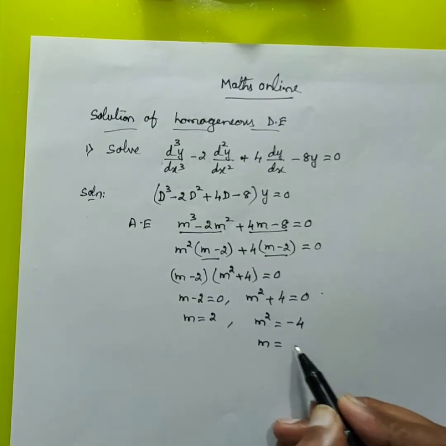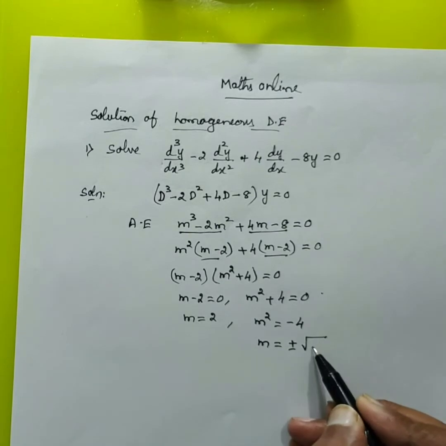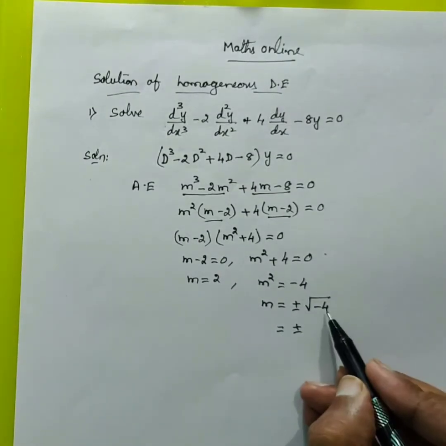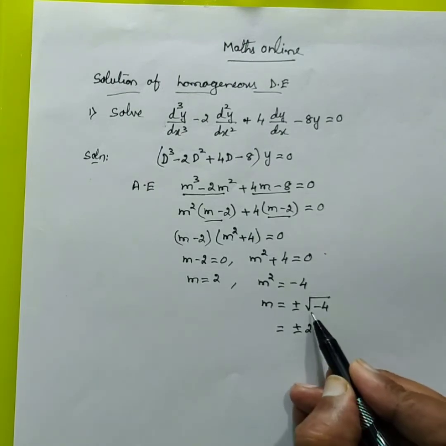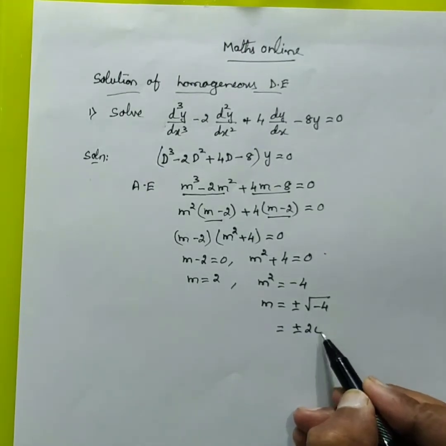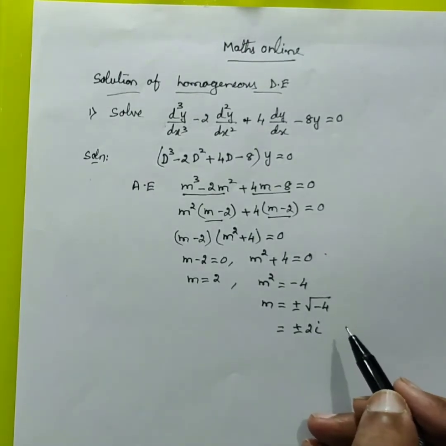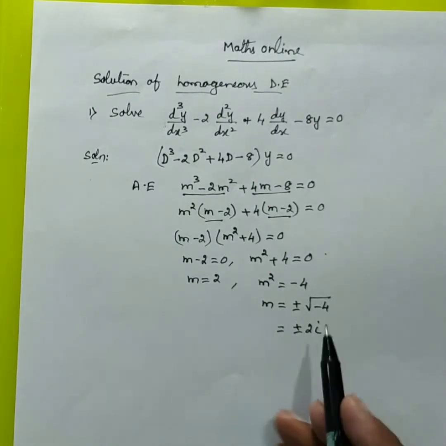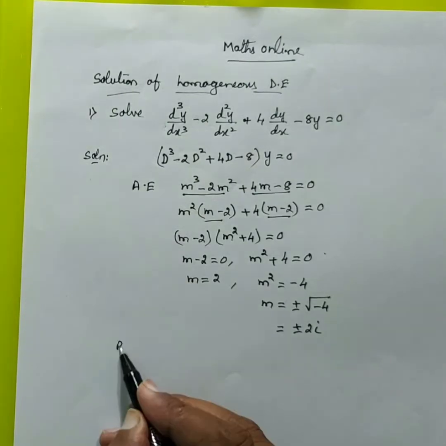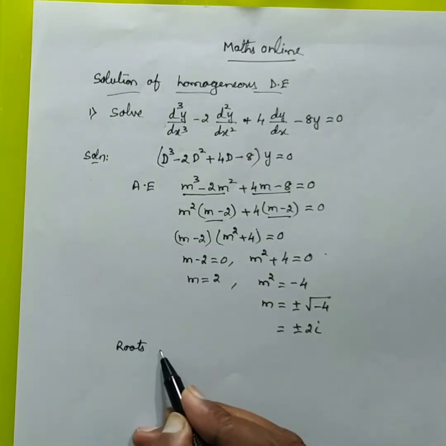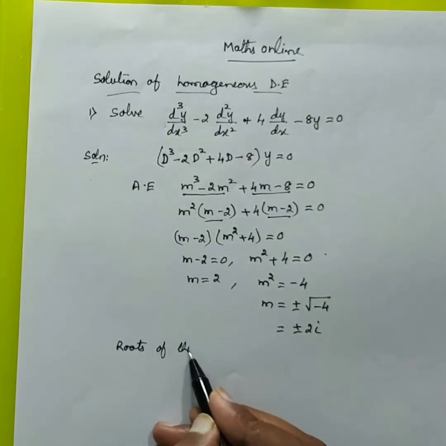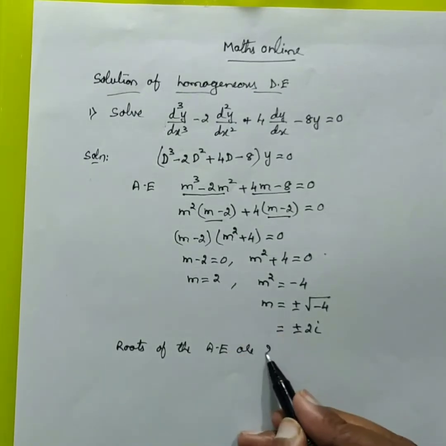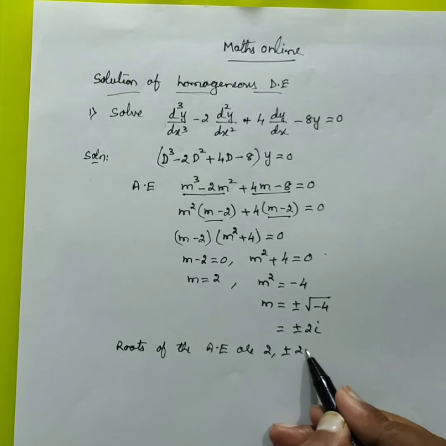Or m will be equals to plus or minus square root of minus of 4, or this will be equals to plus or minus, root 4 will be 2 and root of minus 1 will be i. So you will be getting plus or minus 2i. So therefore you are having the roots 2, plus or minus 2i. So the roots of the auxiliary equation are 2 comma plus or minus 2i.